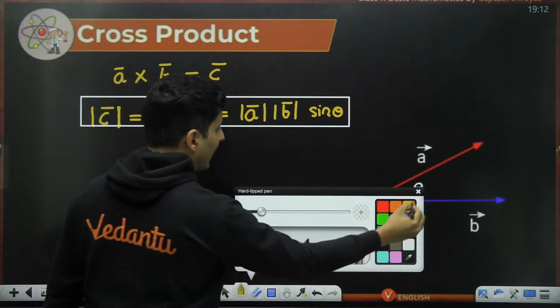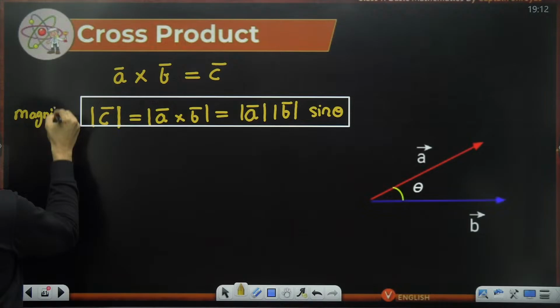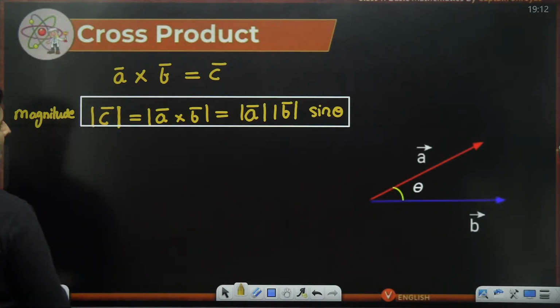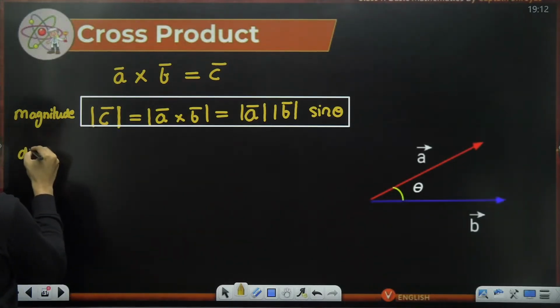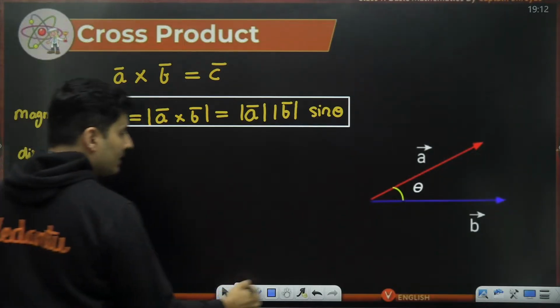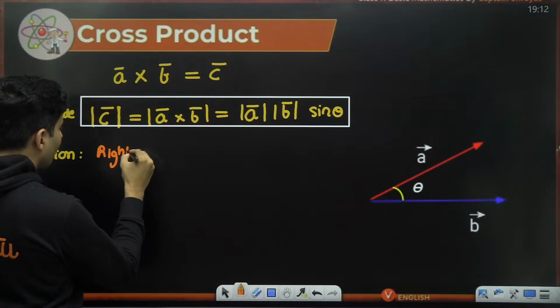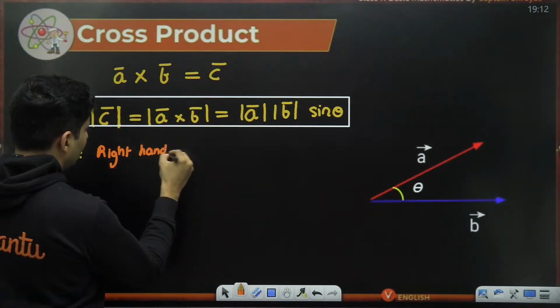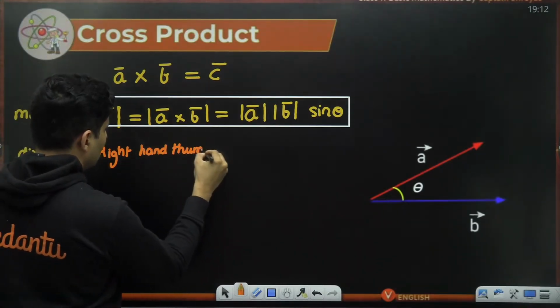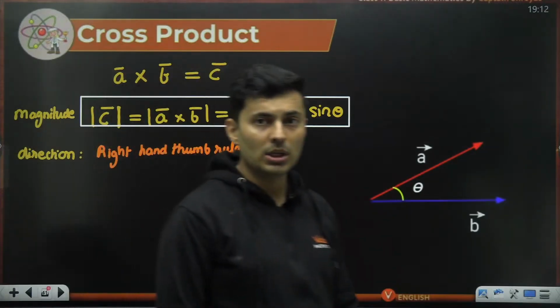The next thing is the direction. So this was magnitude. Okay, but what about the direction? Now this direction is a very special thing. It is given by something called the right hand thumb rule. Right hand thumb rule.